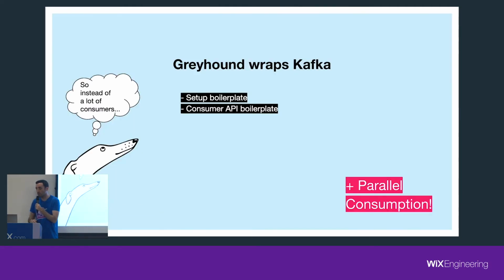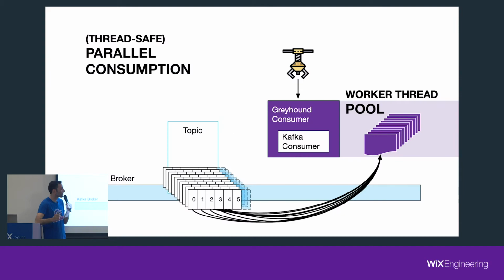So what we do with the Greyhound consumer, we just offer our own parallel consumption feature, which simply means that the Greyhound consumer has a worker thread pool behind the scenes, which each worker will get messages from different partitions, and will process them according to the same Kafka semantics.